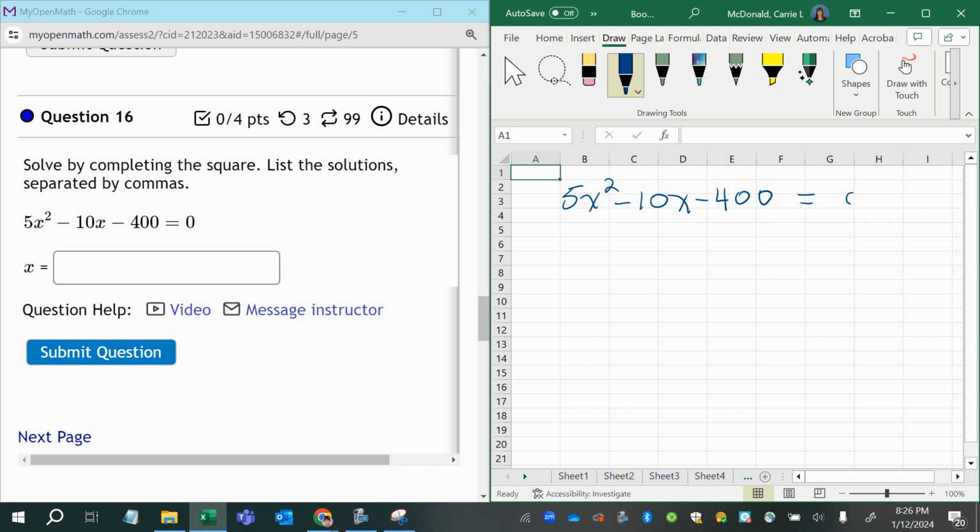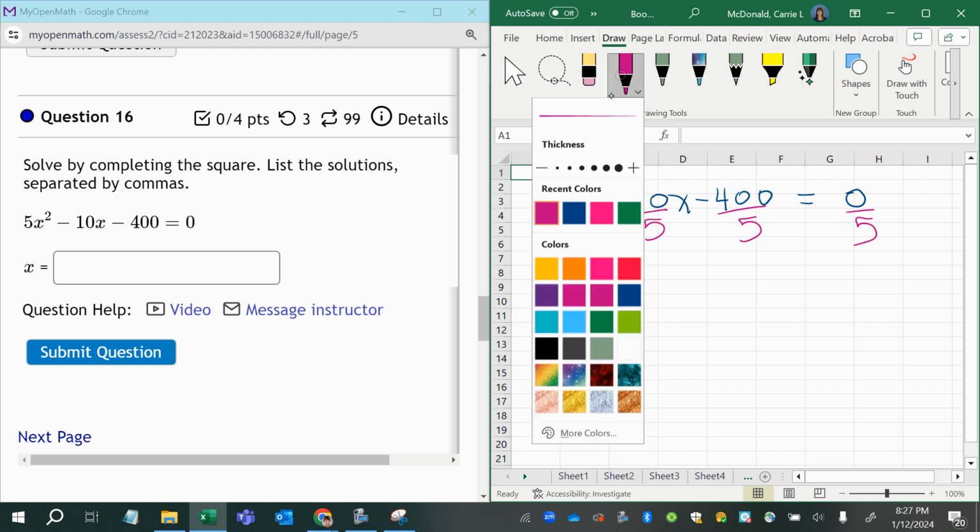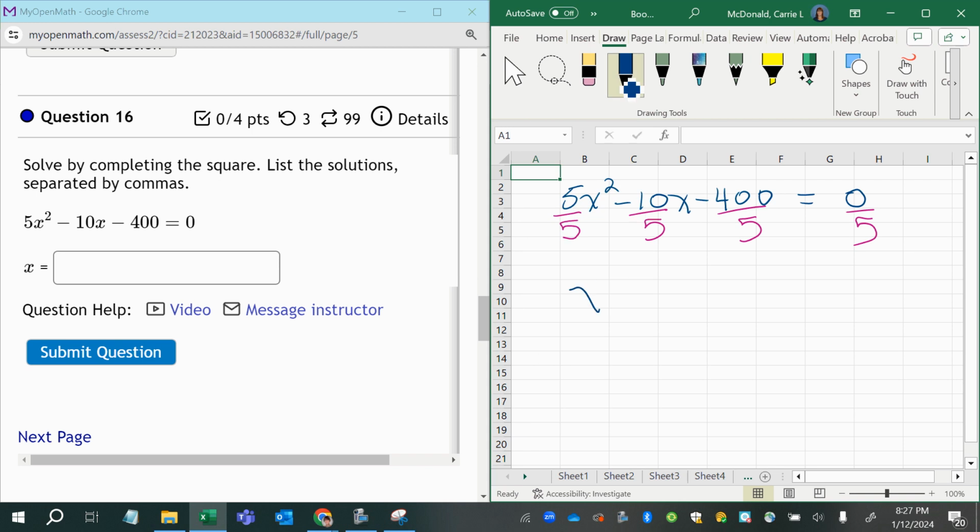So I'm going back to the beginning. Okay, I have 5x squared minus 10x minus 400 equals 0. And since I do want to complete the square, but I don't have a perfect square lead coefficient, I'm going to start by dividing everything by that coefficient because it looks like everything is divisible by 5. And when I simplify, then I have x squared minus 2x minus 80 equals 0. Oh, it's beautiful, right? Isn't that beautiful?